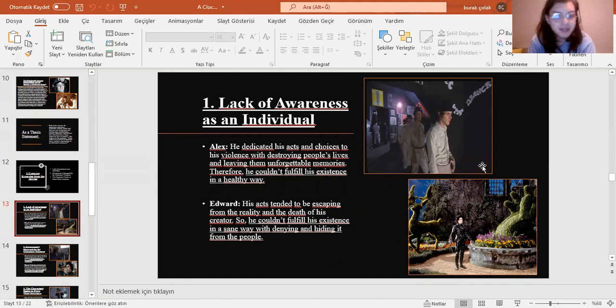And when we look at Edward, actually he couldn't fulfill his existence in a sane way either, because he denied his existence by hiding himself and denying himself, tending to escape from reality because of the death of his creator. So he was so scared to show himself and to be in society. So he couldn't fulfill his existence.